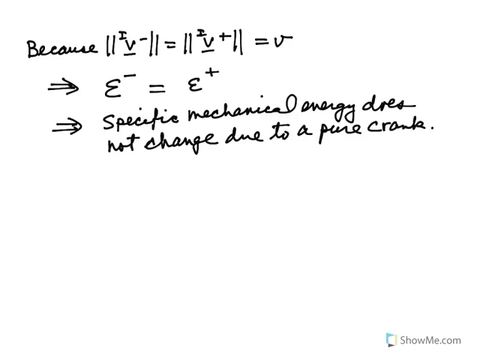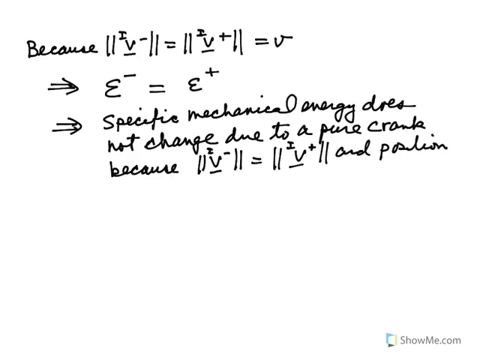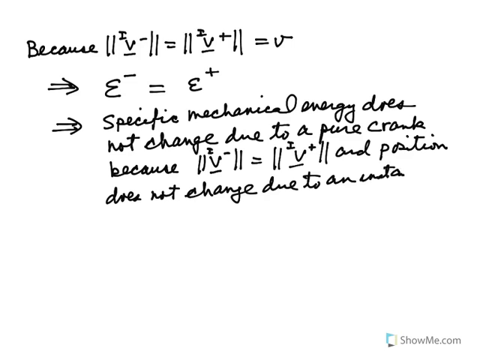This means we're not actually elongating that velocity V plus relative to V minus. They're the same because their magnitudes are the same. And the reason that it doesn't change the orbital energy is because the position doesn't change across an impulse. So I can add that to make it more complete: specific mechanical energy does not change due to a pure crank because the magnitude of VI minus is equal to the magnitude of VI plus, and position does not change due to an instantaneous delta V.